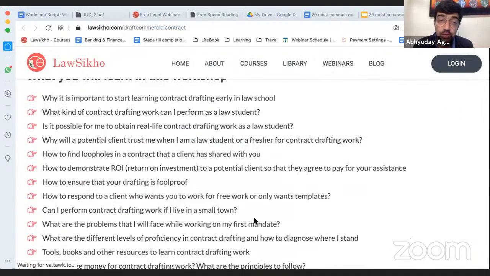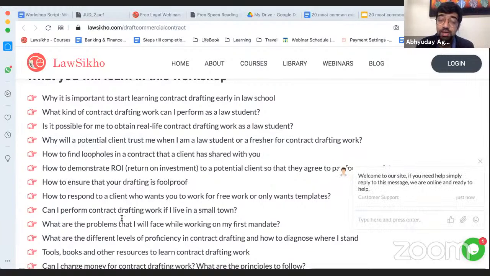We're going to cover when you should start learning it, what you need to do to draft an effective contract, mistakes to avoid, whether you can really perform contract drafting work as a fresher or as a law student, what the best ways are to find loopholes in a contract, and how to demonstrate to a client that you're going to add value, because clients will always negotiate your pricing down. They'll say, why so much time, why so much money, can't you just give me a template, how is your drafting different from what I get on a standardized website like Rocket Lawyer or something else.